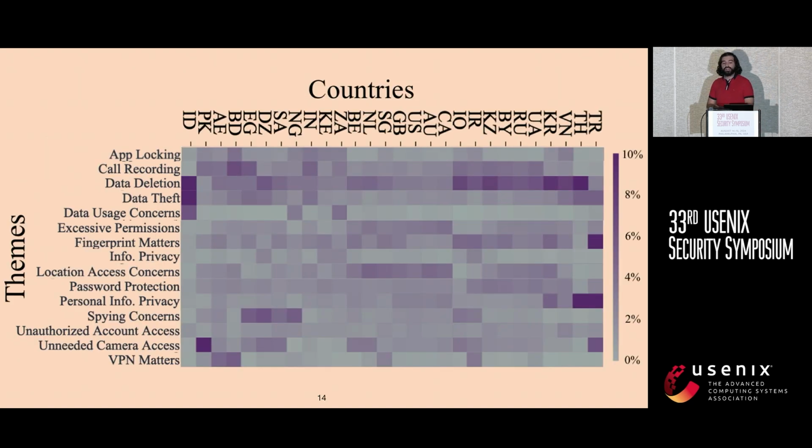What we did is we generated this heat map. What this heat map will show you is a bunch of cells, and each cell will depict how prevalent a certain privacy issue is within a country. So you'll see that with Indonesia, data theft and data deletion is really popular. With Turkey, fingerprint matters and personal information privacy is pretty popular. We thought these dark spots were interesting, so we looked into them.